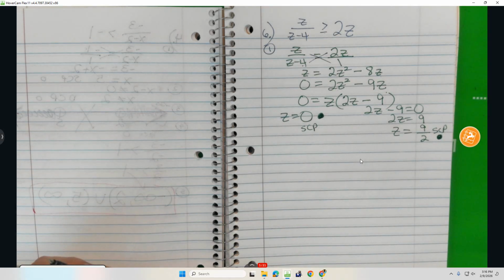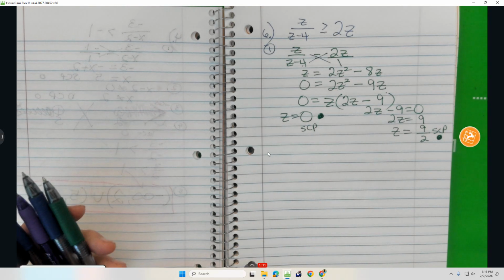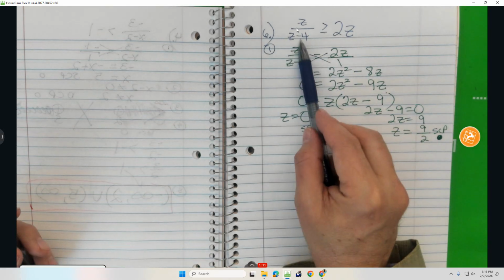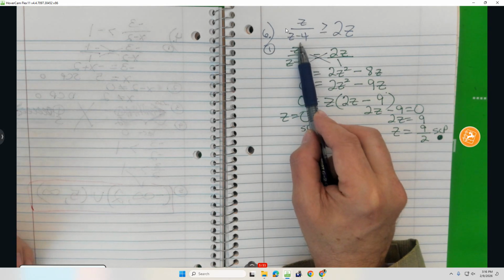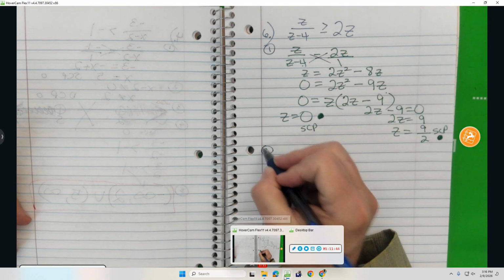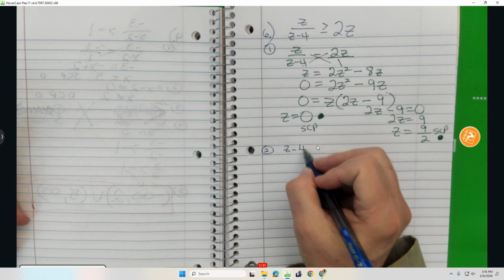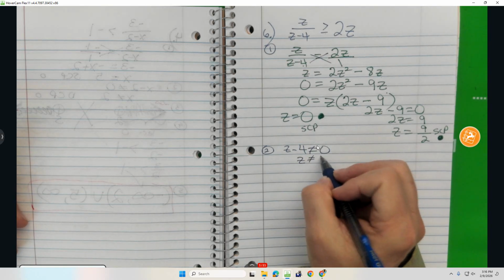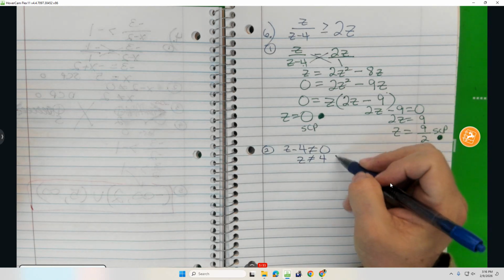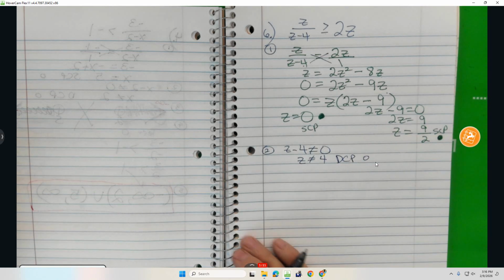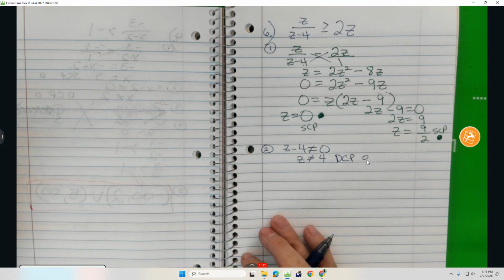Second step. Can we skip it? No. Our original problem, you see that fraction, you can't let the denominator be 0. So number 2, Z minus 4 cannot equal 0. So Z cannot equal 4 for my denominator cut point. That's an open circle. Always open.